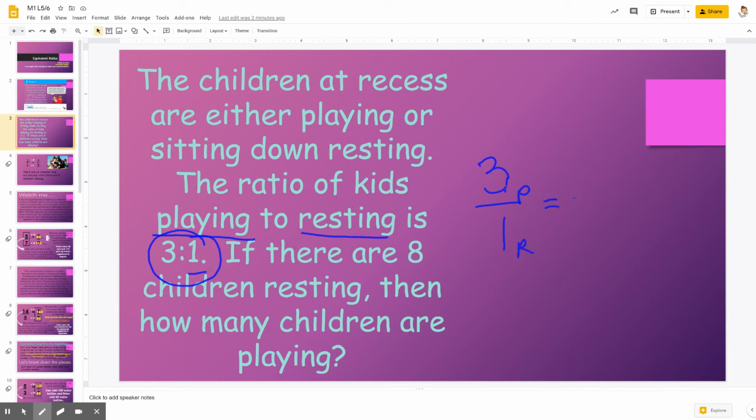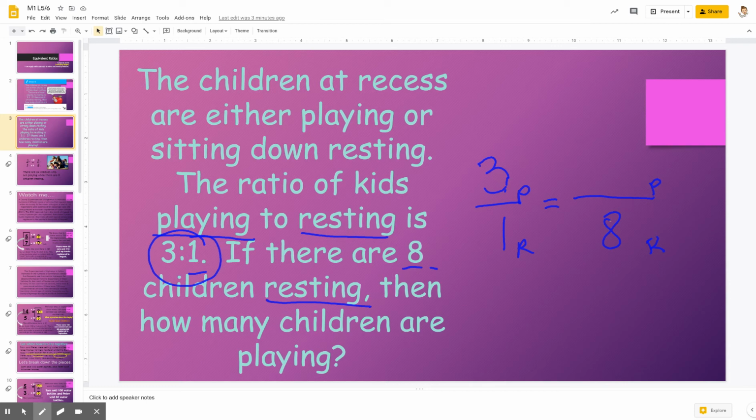I also know I'm going to create an equivalent ratio, and I'll know that my answer, the playing children, has to be in the numerator position, and the resting children have to be in the denominator position. So the rest of the information, if there are 8 children resting, so 8 resting, I know now that that belongs in the denominator position because it is resting, and we keep the same thing with the same thing, or the same concept with the same concept.